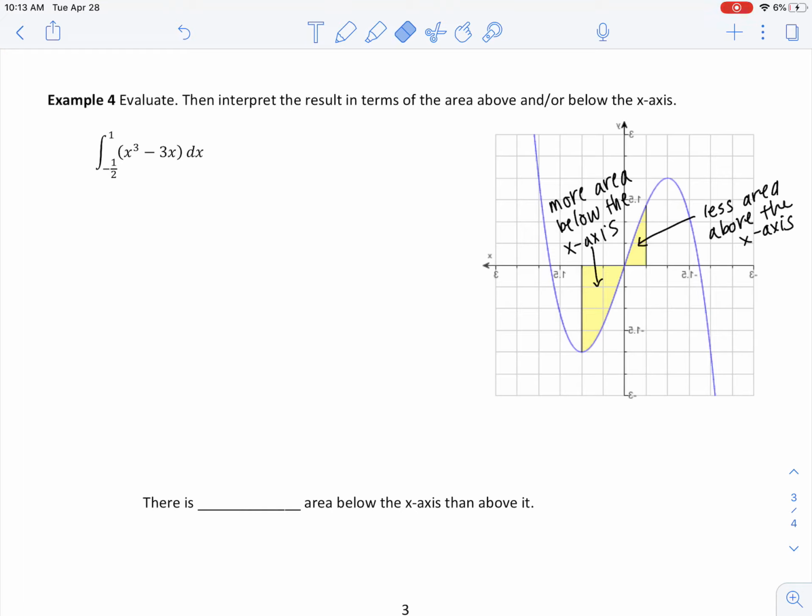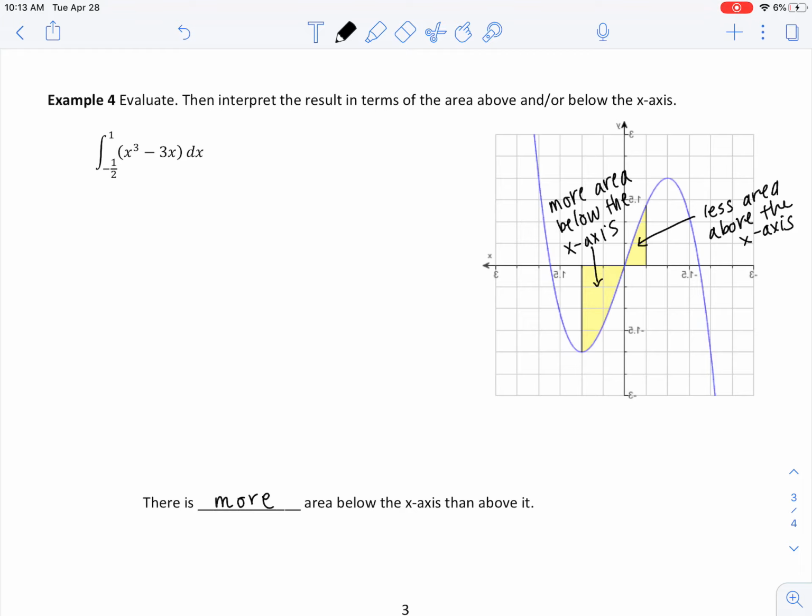But as you can see, the yellow shaded region below is slightly bigger. So what we are going to expect is the answer is going to come out to be negative. Without even doing this, I know that there is more area below the x-axis than above it, because it looks like that. But we should evaluate this definite integral and see if the answer really comes out to be negative, okay? So let's evaluate this integral.